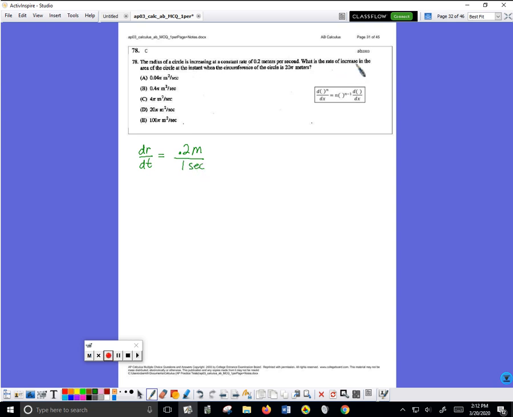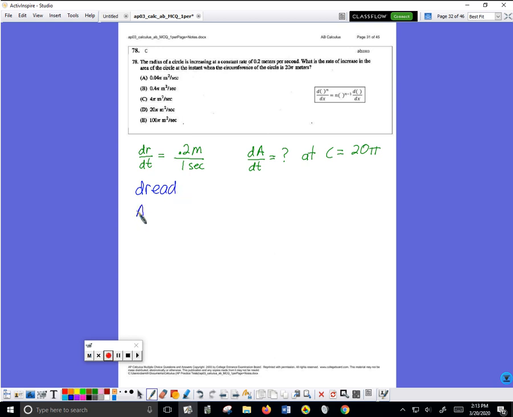What is the rate of increase? So rate means derivative in the area of the circle. So that would be dA over dt is what they're looking for. At the instant when the circumference is, so this is at C equals 20 pi. So I recognize this as a related rate problem because they're giving me a rate and asking for a related rate. So I'm going to use the dreaded D process.